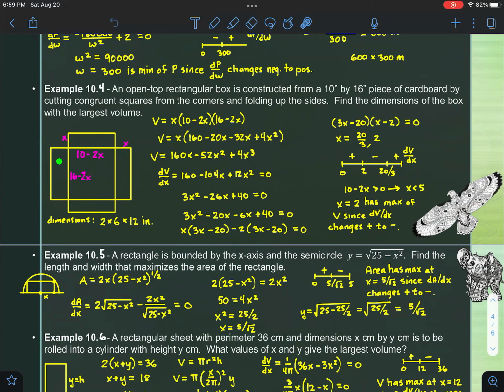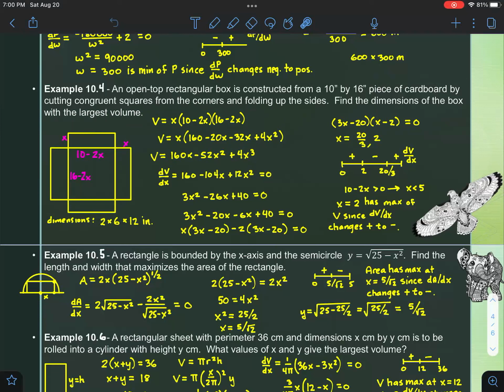If you can imagine folding up these four outer flaps, hopefully you can visualize this open top box such that its length, width, and height are represented by the 16 minus 2x, the 10 minus 2x, and the x. And that's how I end up with my primary equation for volume here. Length times width times height. And you might multiply that all out, okay?